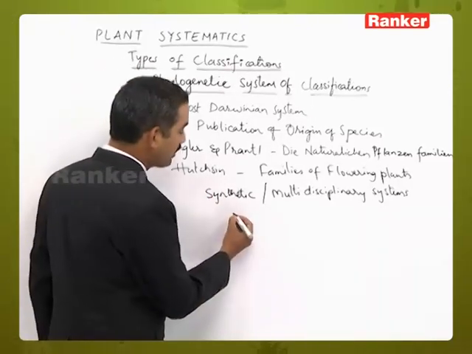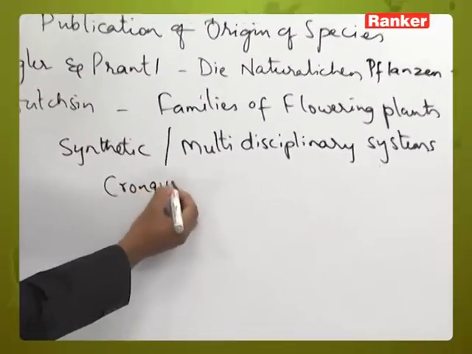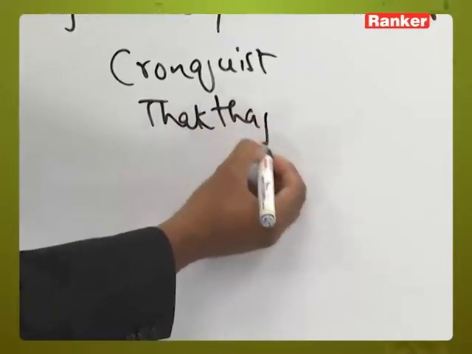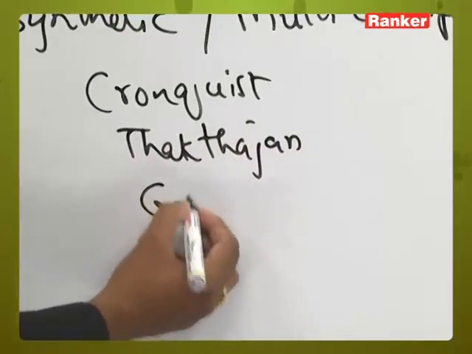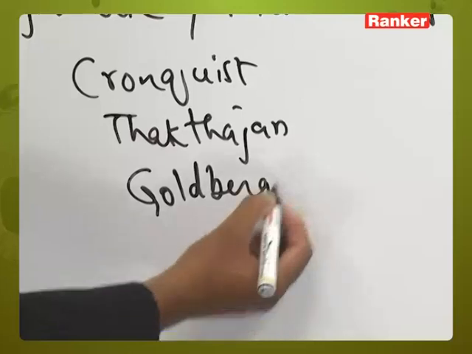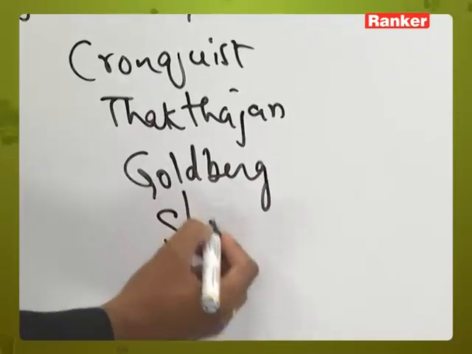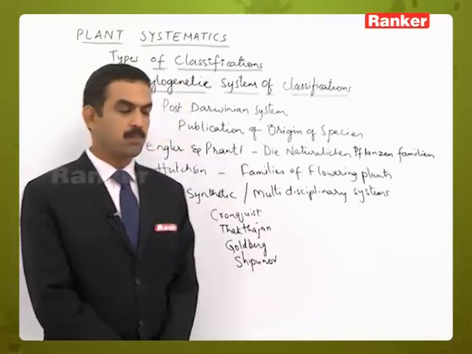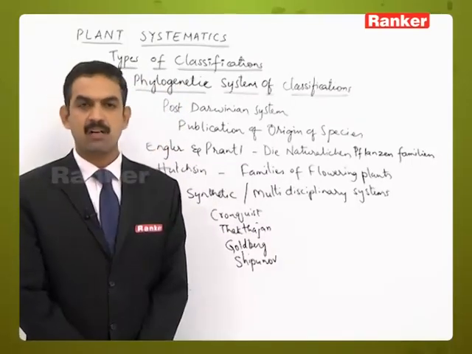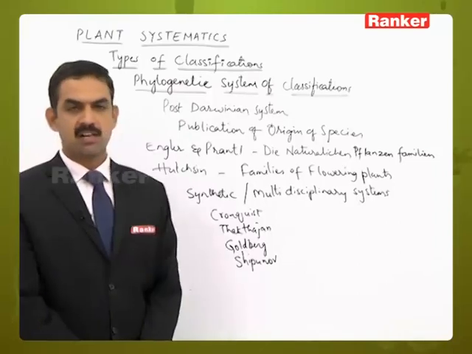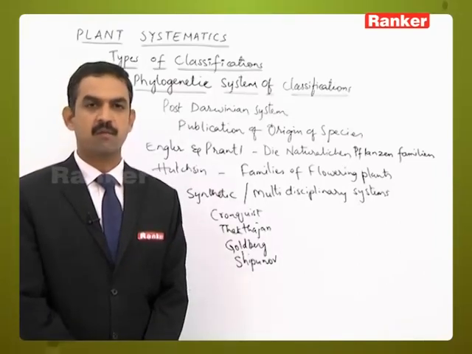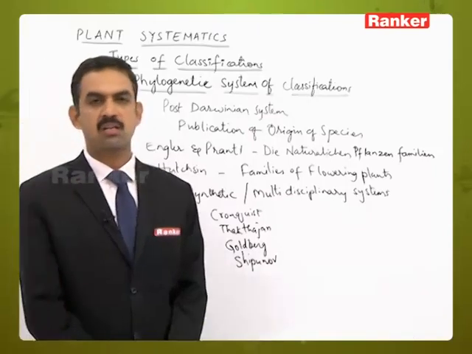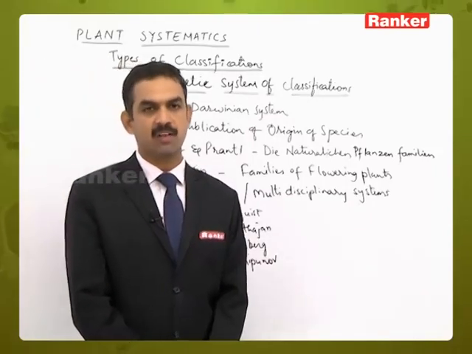Likewise, many scientists are there: Cronquist, Takhtajan, Goldberg, Shipunov, and many others who are part of this multidisciplinary or synthetic system of classification. So these are the various types of classifications given by different groups of scientists that have been categorized into three types: artificial, natural and phylogenetic systems of classification.